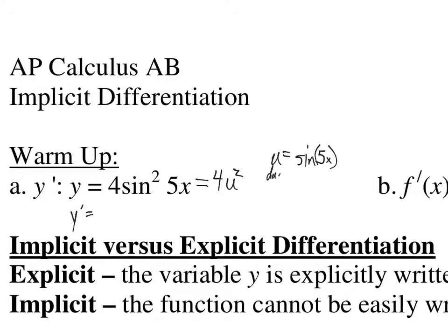What's this du dx here? Cosine of 5x times 5, okay? So there we have the chain rule again. And so the derivative of sine is cosine. Then the derivative of 5x is 5, so we're multiplying that by 5. Okay?